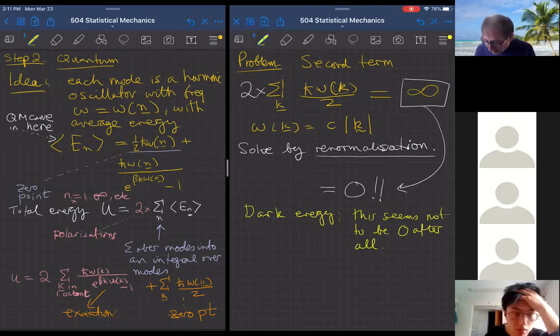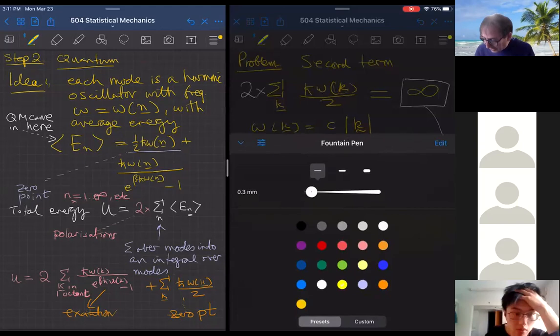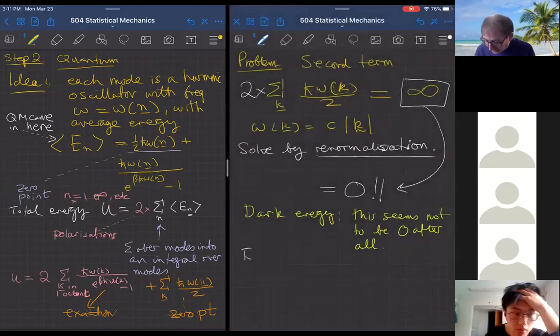Okay, so what we're going to do, for now, at least for this course, is ignore the zero-point energy, and we're just going to work with the term over here on the left blackboard, which corresponds to the excitation. So let's write that down then. We're going to ignore the zero-point energy.